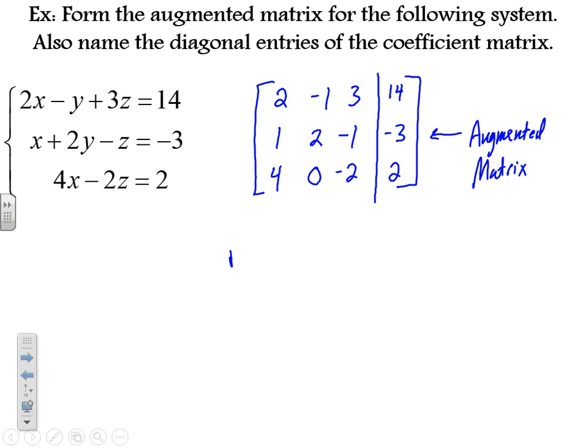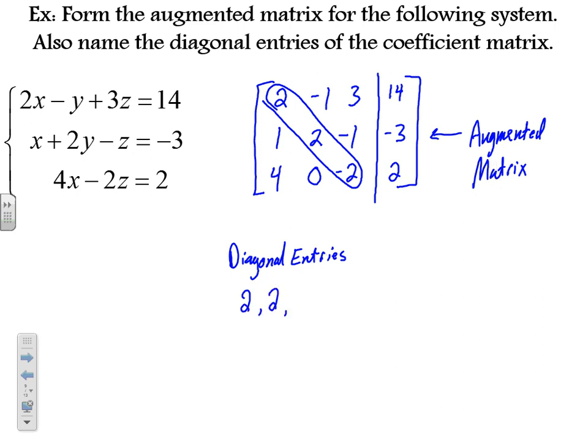And so the diagonal entries are going to come from the coefficient matrix because that's the square matrix. The diagonal entries go from the top left to the bottom right. So that would be a positive 2, and a negative 2.